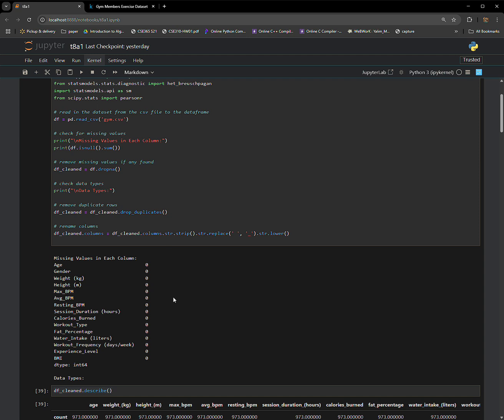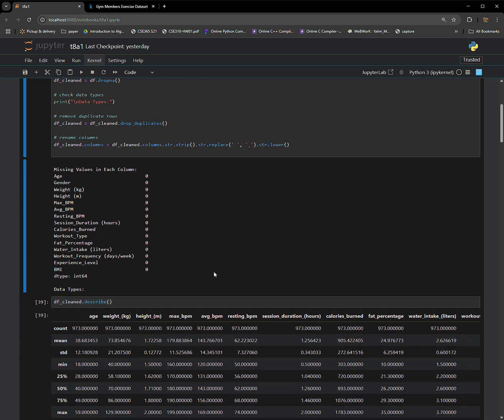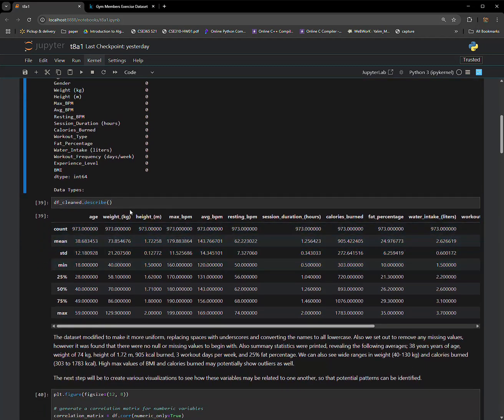And also some of the names are kind of off. For example, there's underscores between max and BPM and average BPM, but then there's not one for weight and height. So I renamed these columns just so it's easy to refer to them in code, and also so that they're consistent.